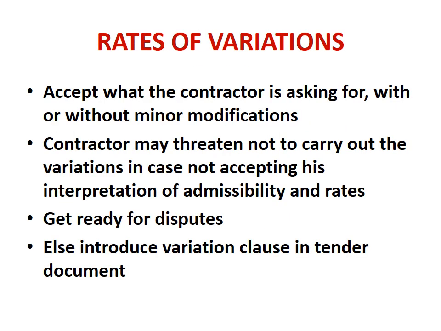Then how to find out the rates of variation? Apart from that, variations are allowed or being carried out by the EPC contractor, because there is no method mentioned in the contract conditions or contract clauses. Then one way is to accept whatever the contractor is asking for, with or without minor modifications. Whatever he says, or minor variations, we may agree, but not the major ones, even if the engineer or the project manager feels so.